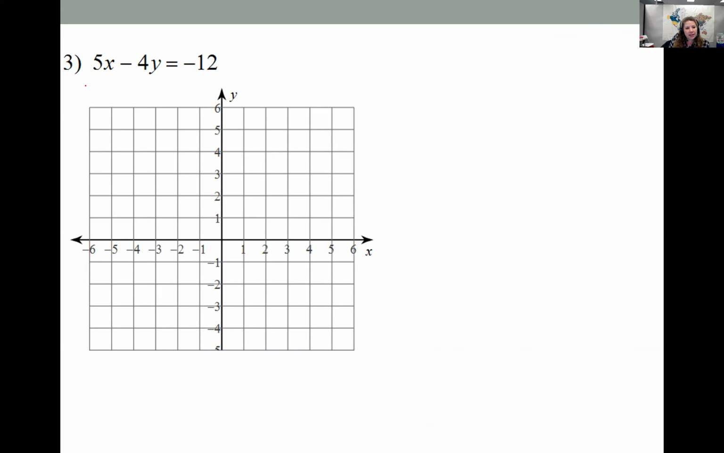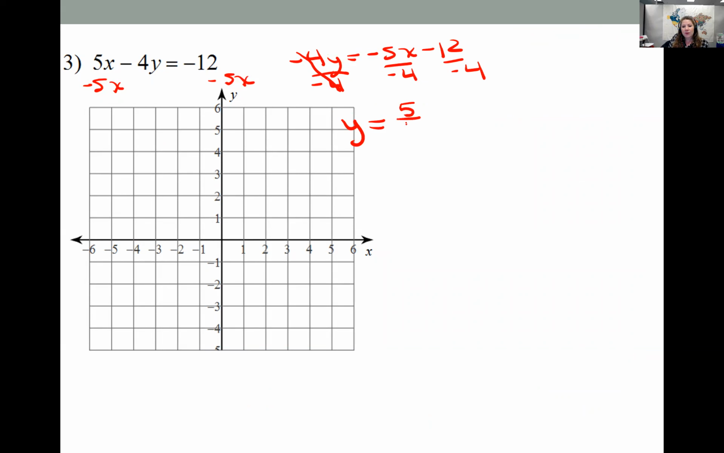We're going to solve for y. We're going to subtract 5x. So we have negative 4y equals negative 5x minus 12. How do we get rid of times negative 4? We're going to divide everything by negative 4. All right, so what do we got now? Y equals negative divided by negative is positive 5/4 x. Negative 12 divided by negative 4 is positive 3. So what is our slope? Our slope is positive 5/4. And our y-intercept is 0, 3.